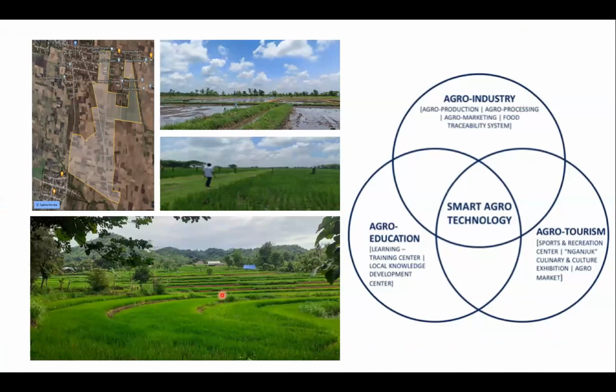In another area, we develop smart agro technology. There are some subsystems: agroindustry, agroeducation, agrotourism. We develop it in one city in East Java province, Gadjah. Of course, we collaborate with the local government to develop the area to become a smart agro technology, or smart agro industry, area.